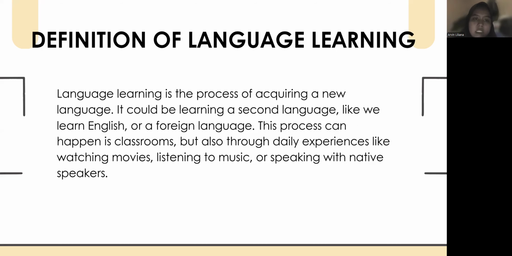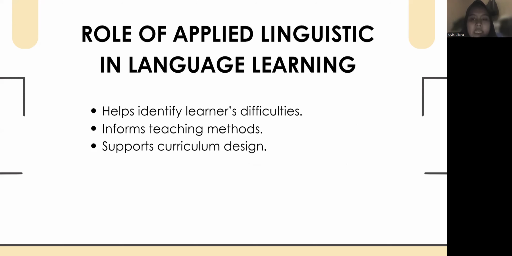The next is the definition of language learning. Language learning is the process of acquiring a new language. It could be learning a second language, like we learn English, or a foreign language. This process can happen in the classroom but also through daily experience like watching movies, listening to music, or speaking with native speakers. Next is the role of applied linguistics in language learning.